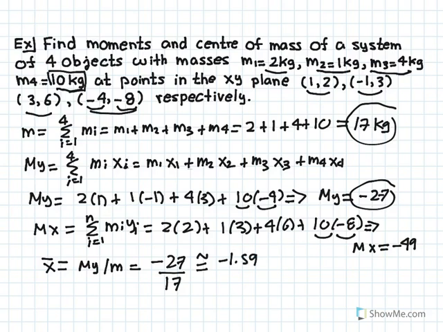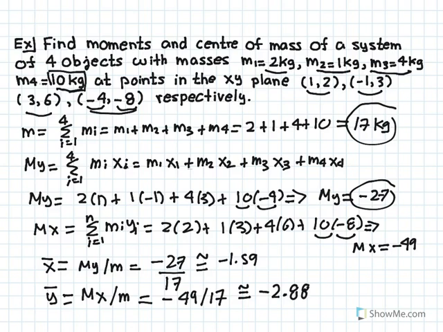And y bar is equal to the moment about the x-axis divided by the mass. And the moment about the x-axis is minus 49, divided by the total mass of the system, which is 17. If we decimalize this, we're going to get minus 2.88. So we have found the centroid of the system, x bar and y bar.